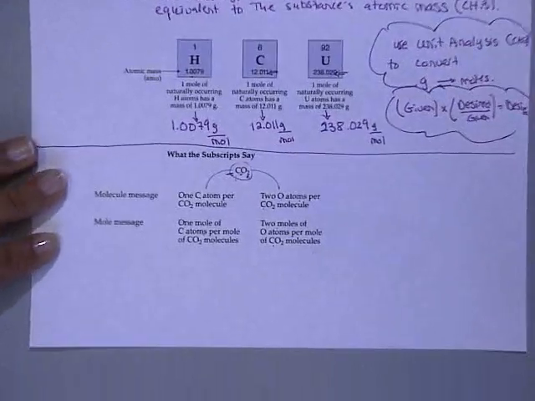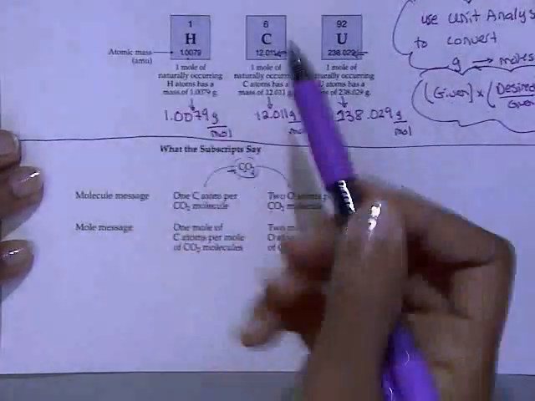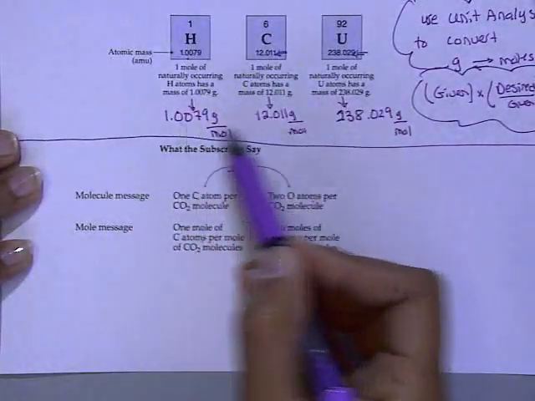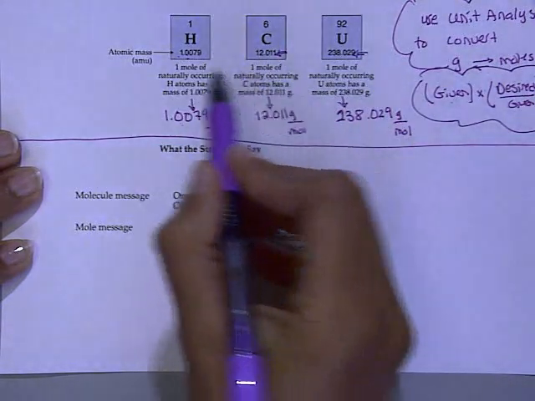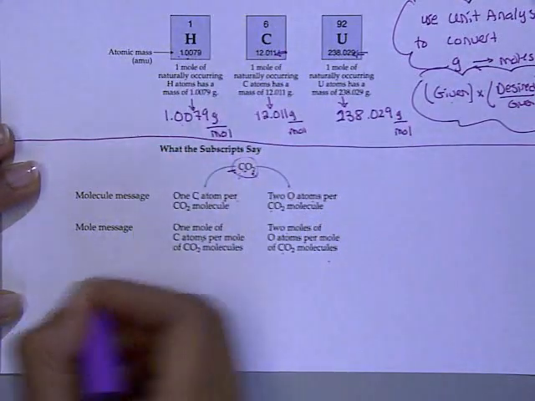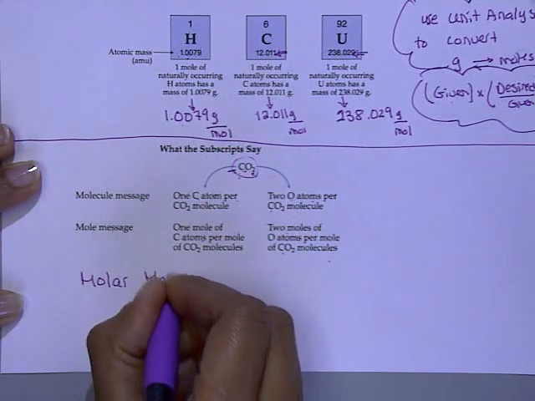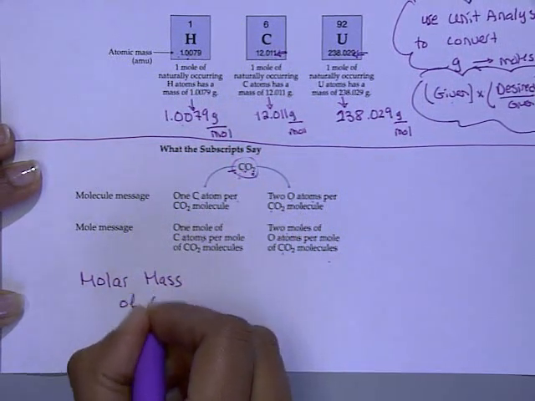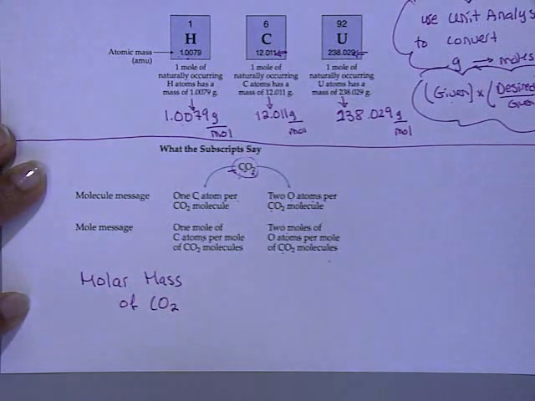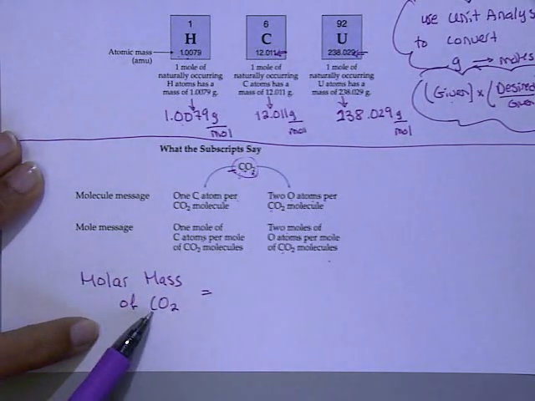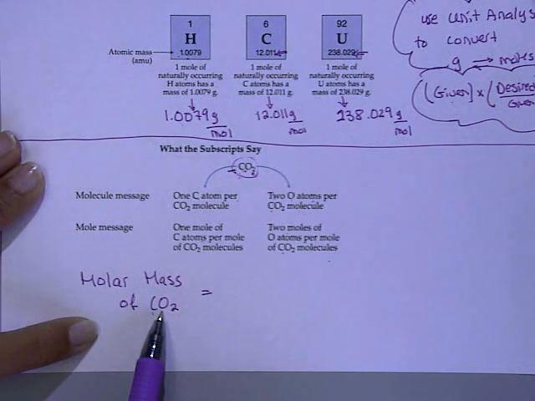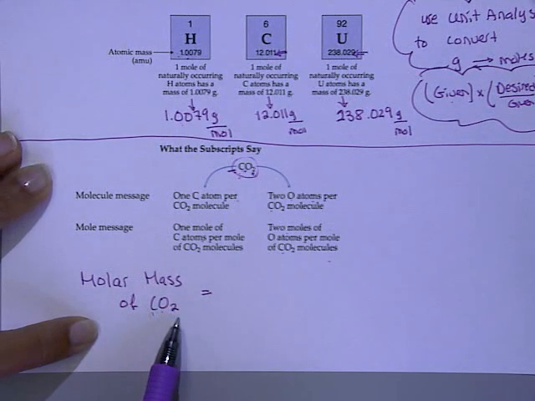So how do you calculate molar mass when you have more than 1 element? Our periodic table gives us our molar masses right under the elements. To calculate the molar mass of a compound, in this case let's do the molar mass of CO2, you basically take the molar mass for each of the atoms, multiply it by the subscript, and add it to the molar mass of the other atom, multiplied by its subscript.